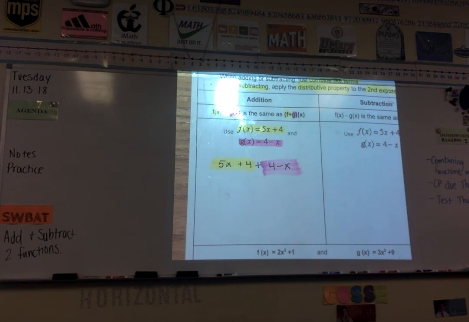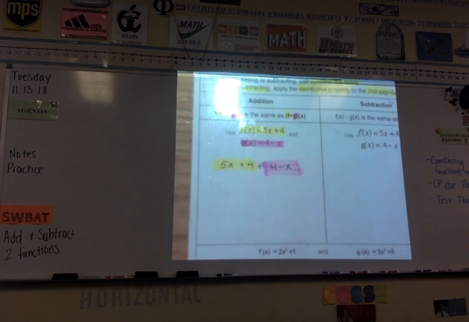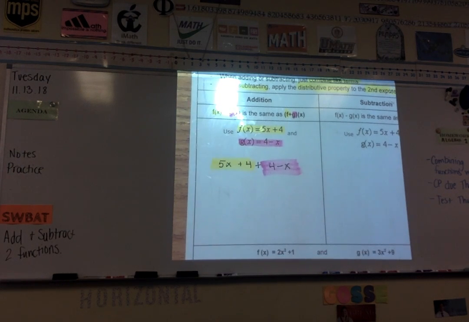Now, this is the easy part. We're going to combine like terms. Let's refresh our memories. What are the two things that have to be the same to combine terms that are alike? The variable. Which is x. Sometimes x, sometimes y, sometimes n, sometimes b, etc.